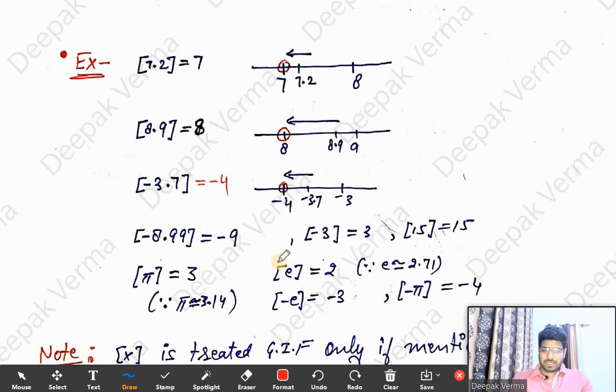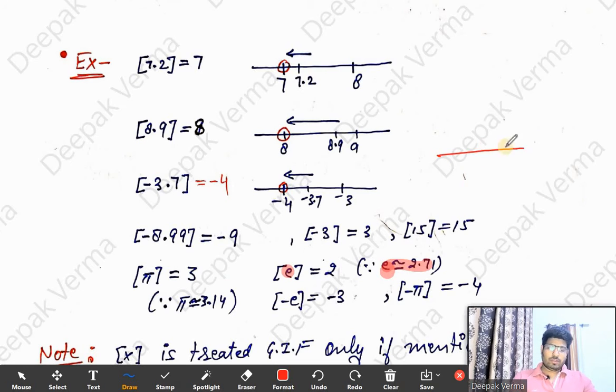Next example is, let's say, box E. Since we know that the value of E is approximately, again I am repeating, approximately, this is not an exact value, approximately equal to 2.71. This is again an irrational number. Got it? So 2.71 is the approximate value.